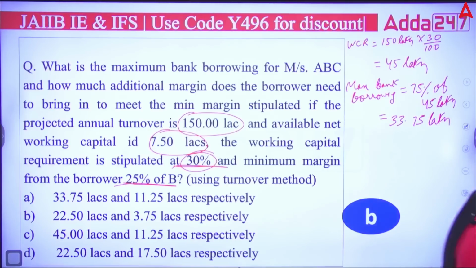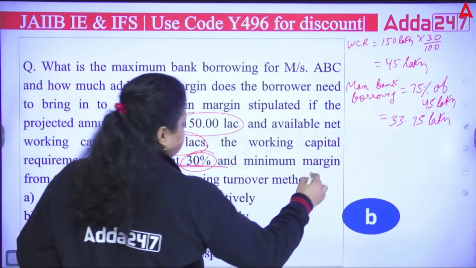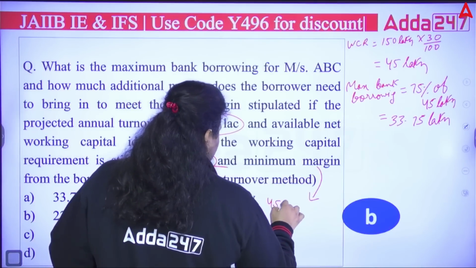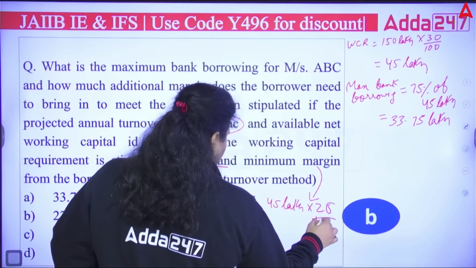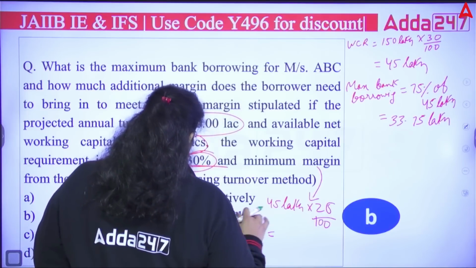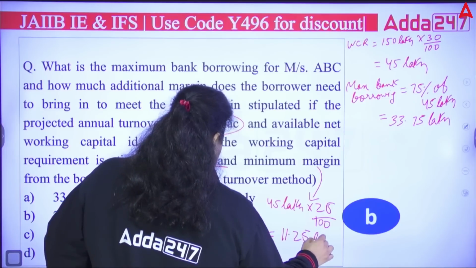Now let's calculate the minimum margin from the borrower at 25%. The minimum margin will be calculated here: 45 lakhs at 25%. That will be 11.25 lakh.